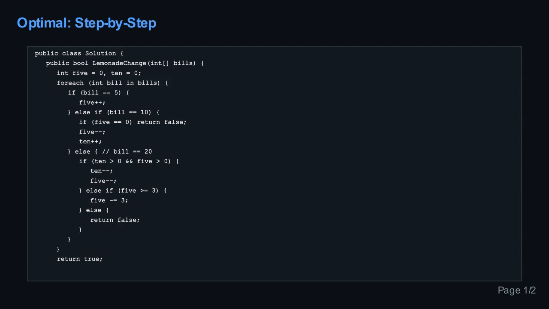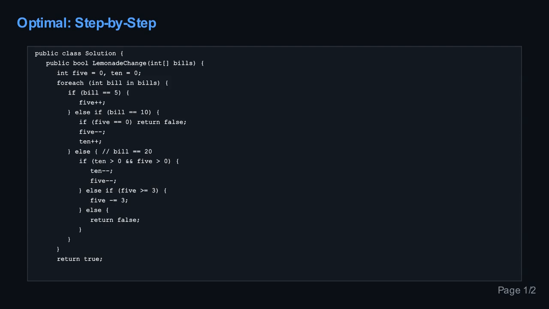Third customer pays with a $5 bill. We increment 5s. Now, 5s is 3, 10s is 0. Fourth customer pays with a $10 bill. We need to give $5 change. We check if 5s is greater than 0. Yes, 5s is 3. So, we decrement 5s by 1 and increment 10s by 1. Now, 5s is 2, 10s is 1.